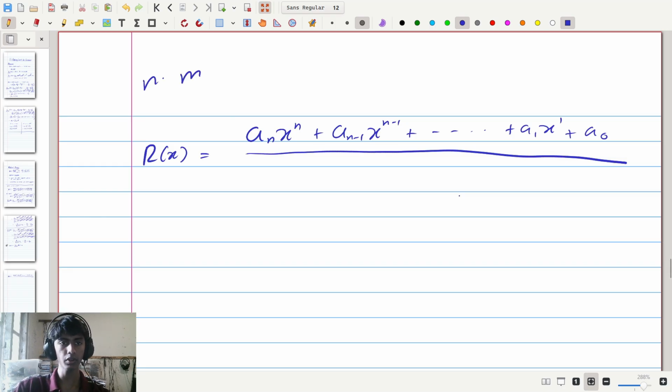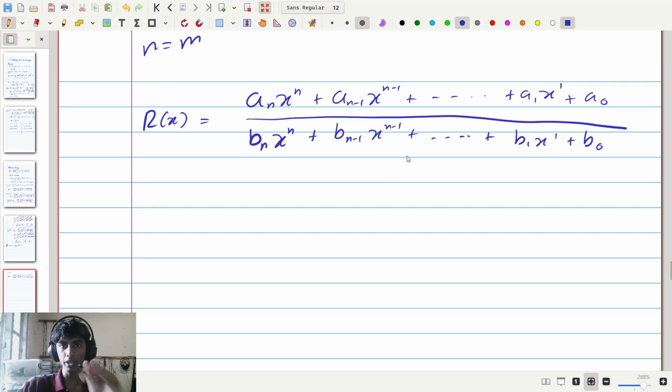On the denominator, since m is equal to n in this case, meaning that the numerator and denominator have the same order, we could write it as b sub n x to the n. It's the same exact thing as writing b sub m x to the m in this case, because m is equal to n. The next term we are going to have here is b sub n minus 1 x to the n minus 1 plus dot dot dot a bunch of terms, and then b sub 1 x to the 1 plus b sub 0.